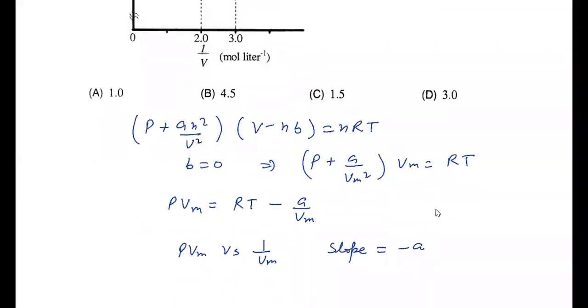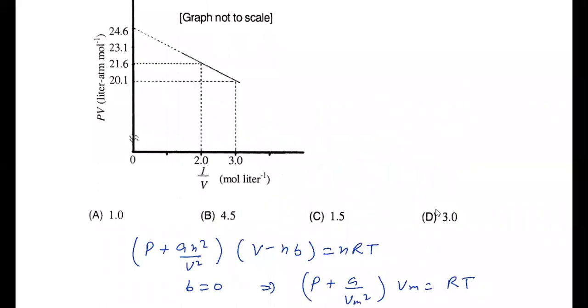So you have to just find out the slope of this line. You have to just find out the slope of this line. y2 minus y1 upon x2 minus x1, we'll calculate. So if you calculate from this given data, from here you can calculate value of A as 21.6 minus 20.1 divided by 1. This comes out to be 1.5. And as per the given options, your answer is C. Is that okay?